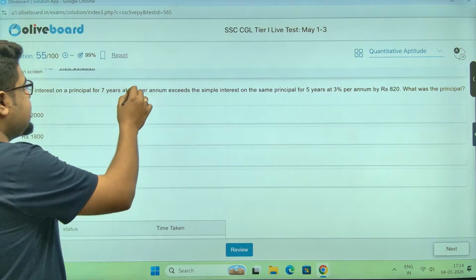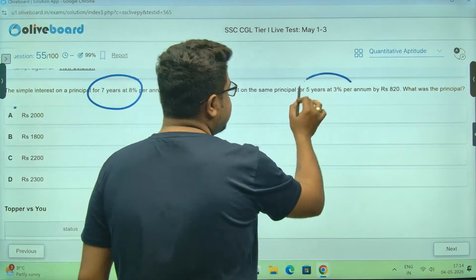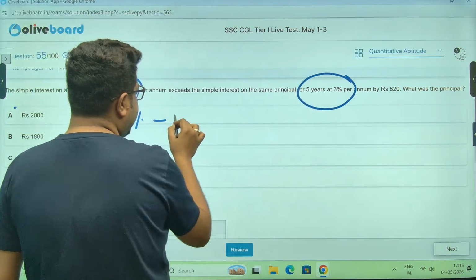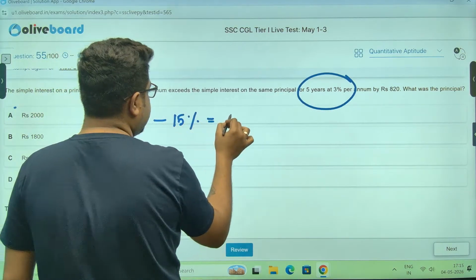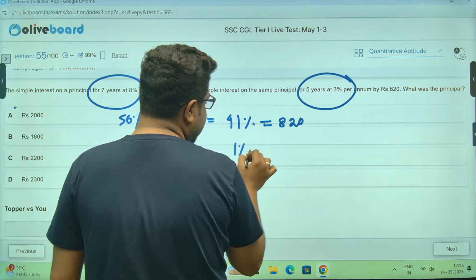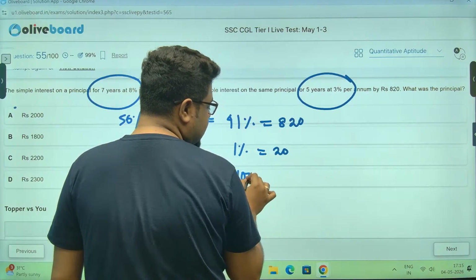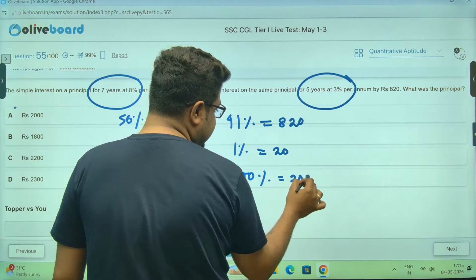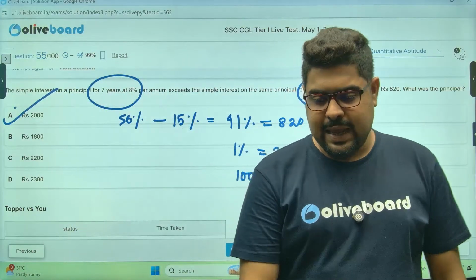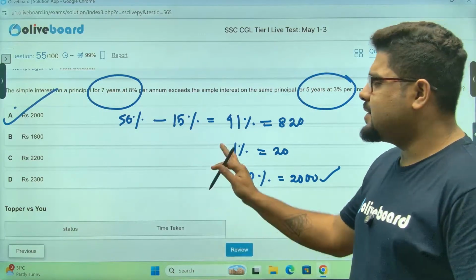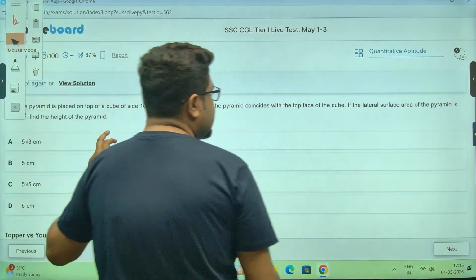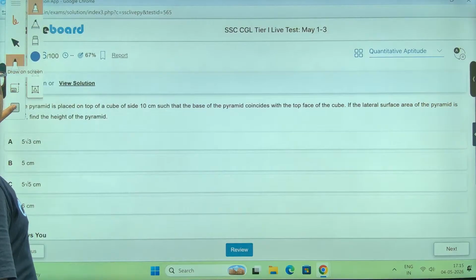Simple interest, 7 years at 8%. Exceeds 5 years, 3%. 56% minus 3 fives, which is 15%, gives 41%, and 41% is equal to 820. So 1% is 20 rupees. Principal is always 100%, so 20 times 100 is 2000. Option A once again. Again, option A is your correct answer. You see, no rocket science involved, sir. Next one, please.